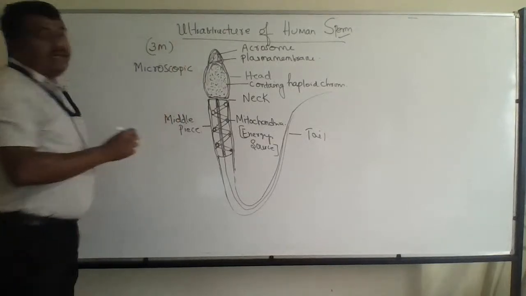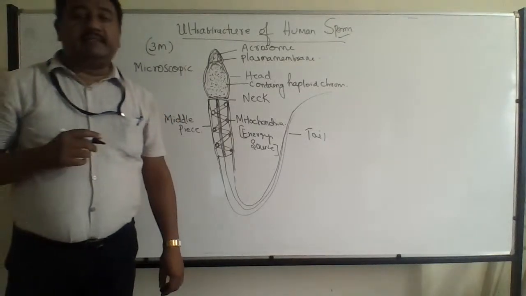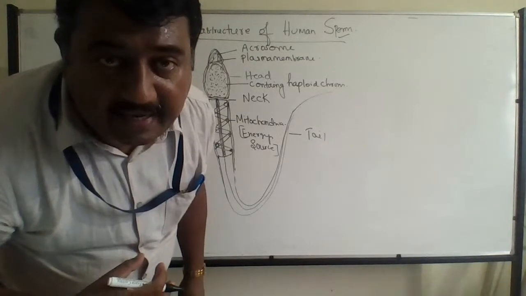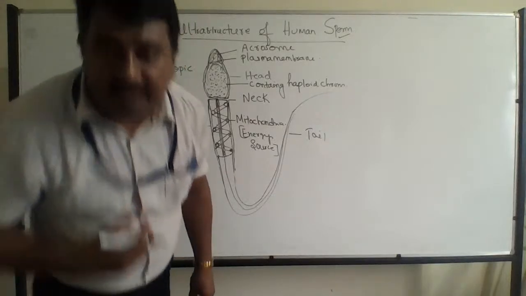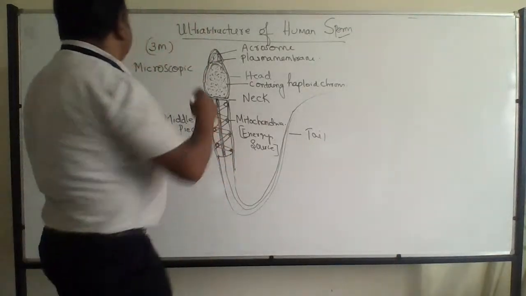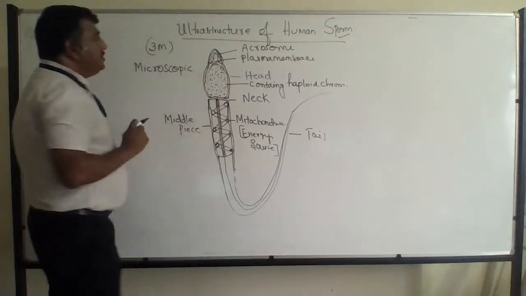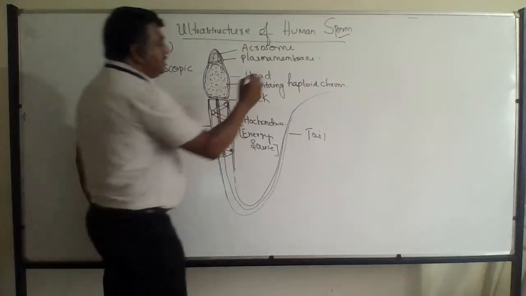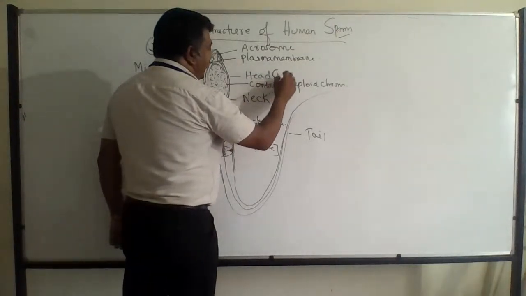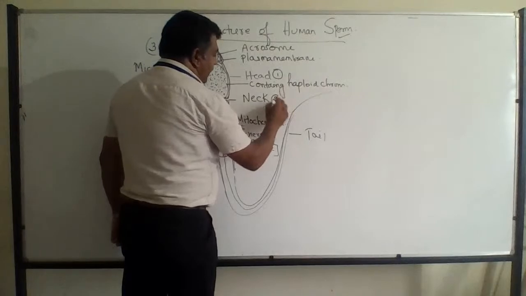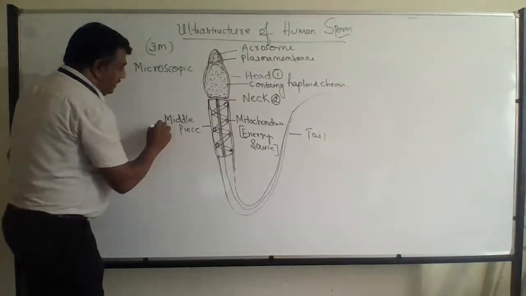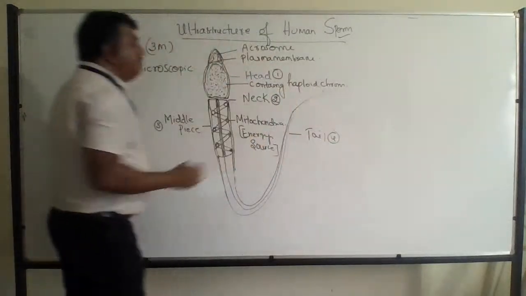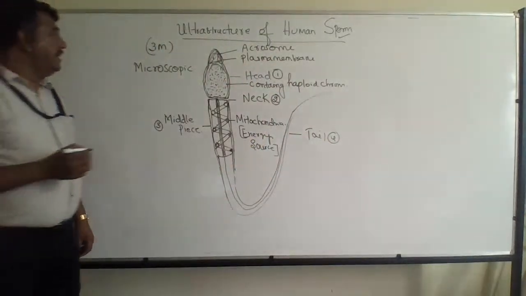It is microscopic, meaning we are not able to see it with the naked eye. That's what we call microscopic. And it contains mainly 4 parts: one is a head, neck, middle piece, and tail. These are the 4 main parts of a human sperm.